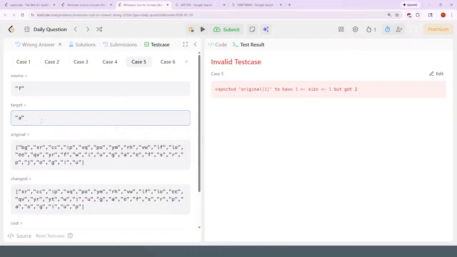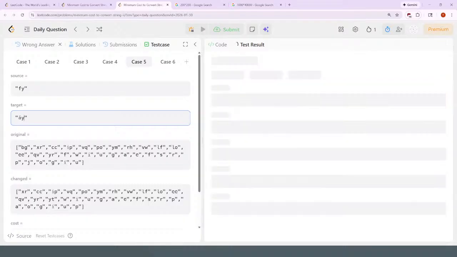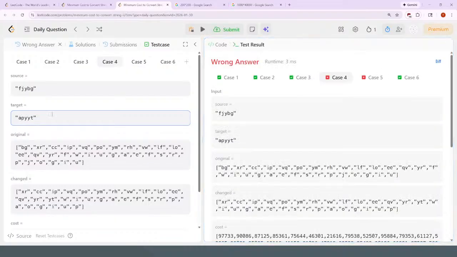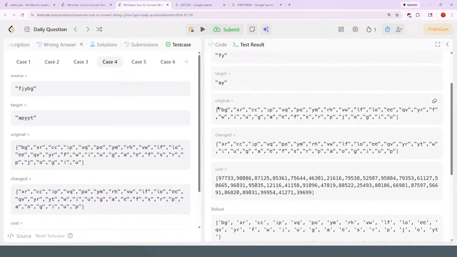Original 1 less than 1 but 2. Sure. I think it's because there's some things that are size 2 in original changed. So it's doing just the F to A incorrectly. So F to A should just be F to W, W to I to U, U to G, G to A to E.